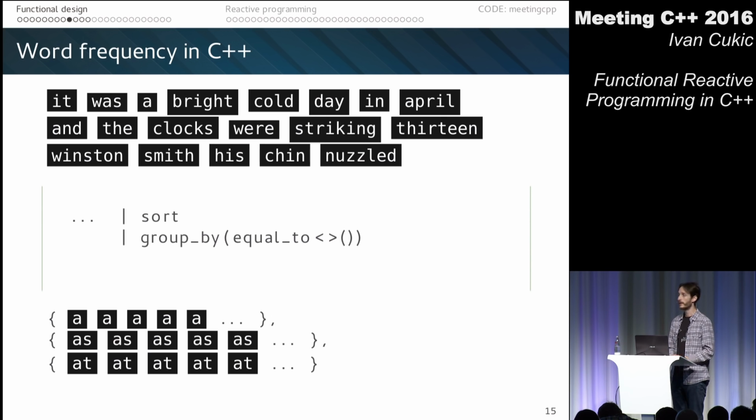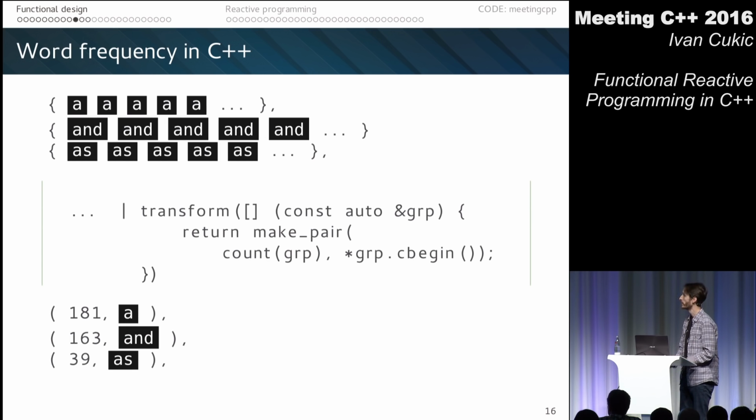The next step: we don't really care that we have A. We need the number of A's, and we need to remember which word it was. So again, we call transform, and return make_pair: how many items are in a group, that's the first, and the second will be the first word in the range. What are we going to get? We're going to get a list of pairs: frequency, word, frequency, word, frequency, word.